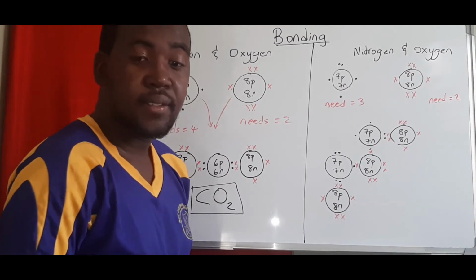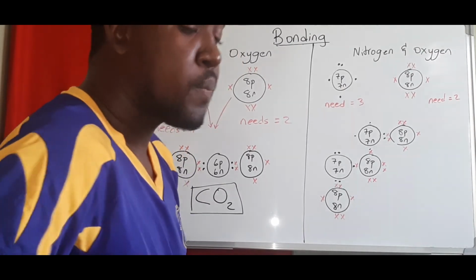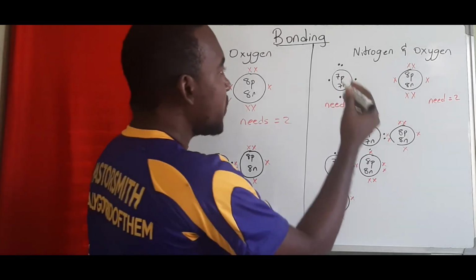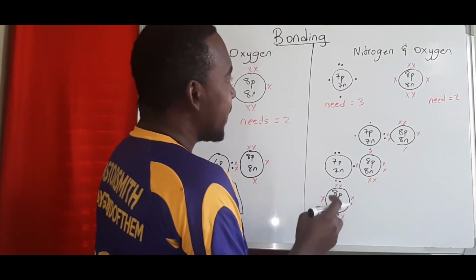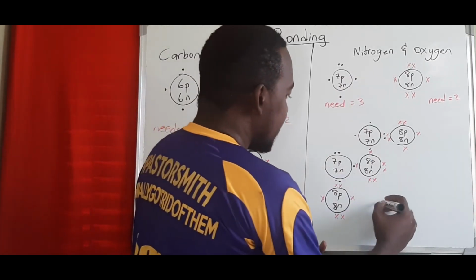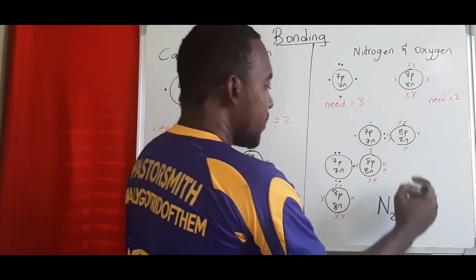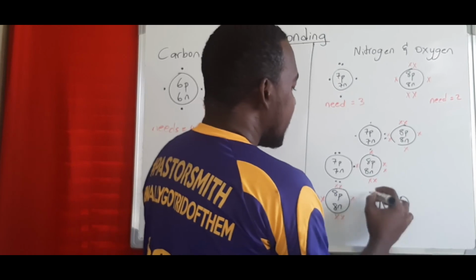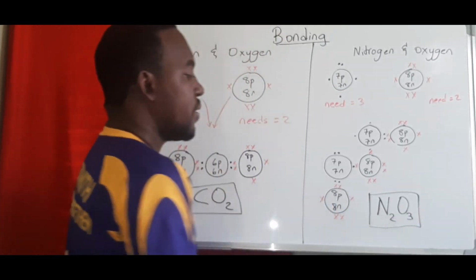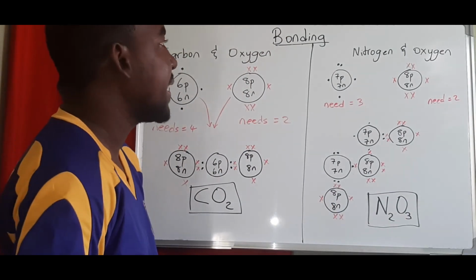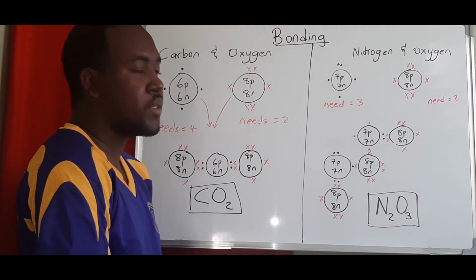So in this case, the formula would be how much nitrogen, which is 1, 2, how much oxygen, 3. Right? So that would be the formula of nitrogen having a covalent bond with oxygen.